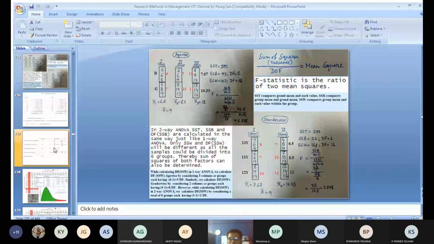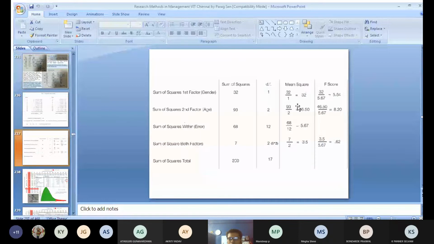But when you are doing the sum of square within calculation, then it will change. Why will it change? Because when you are considering the sum of square within, that means you are considering the error, and the errors are basically for gender as well as for age, and that's why you need to take into account gender and age both.